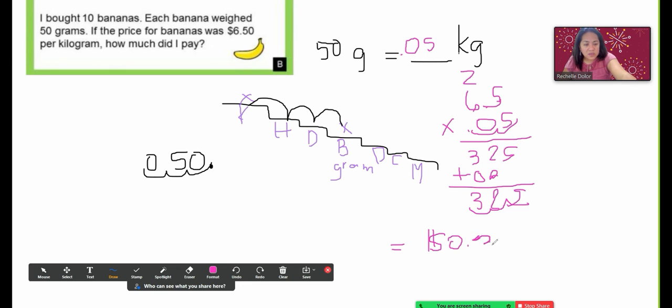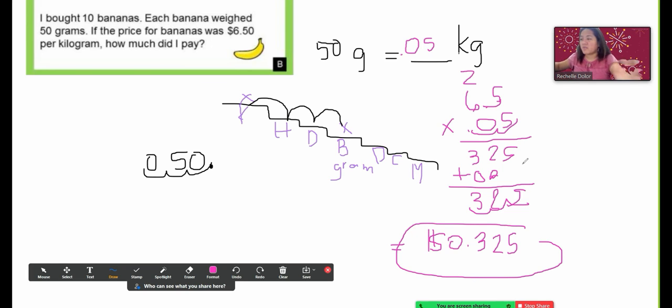Okay, the answer is 3 point. It's so hard for me to write, so I apologize. So the answer is 0.325 is the answer for this one. Okay, so when you multiply it, I'll make sure I am correct. So clear, 6.5 times 0.05. Yeah, the answer is 0.325 cents.